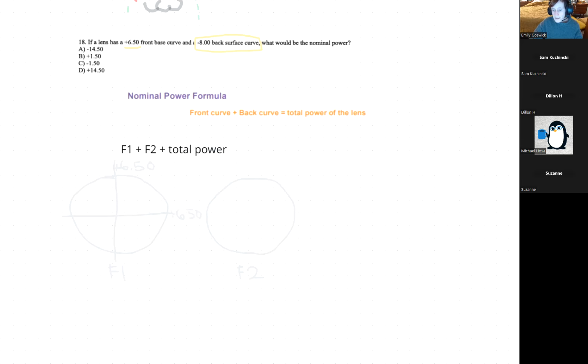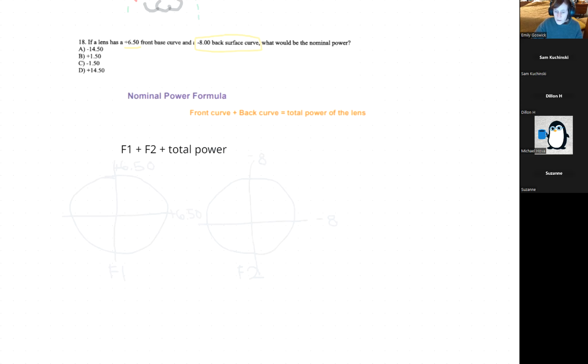If the front is +6.50 both at the 90 meridian and the 180 meridian, it's going to be +6.50. If our readings of the lens clock at the back are on an optical cross, we would be -8 and -8. Okay, so I wouldn't say you have to draw this out, especially if it's spherical, but this is what it would look like, and this would be helpful if you had cylinder involved.